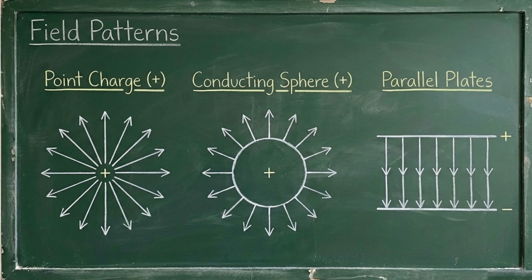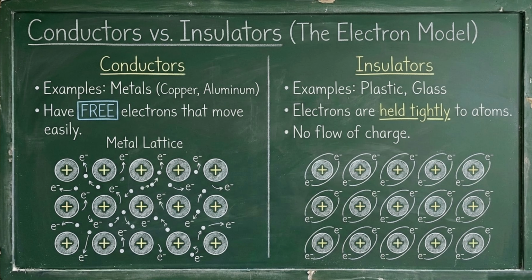But static electricity is, well, a bit boring. It just sits there. We want power. We want to screen movies. We need to get this stuff moving. Which brings us to the highway. Conductors versus insulators. Or, as I like to call them, the open road versus the roadblock.